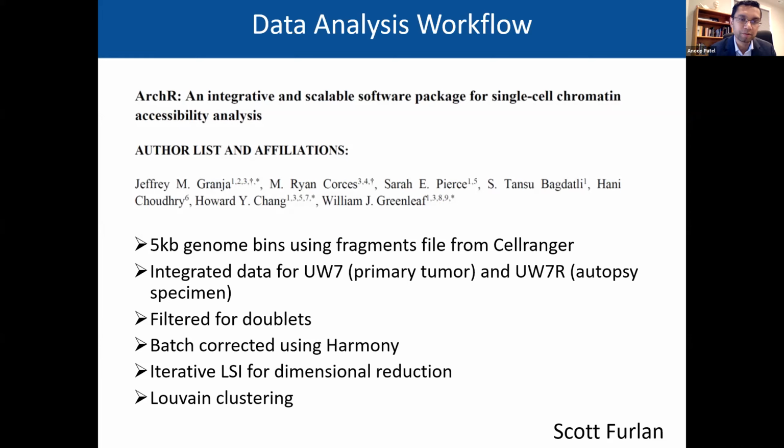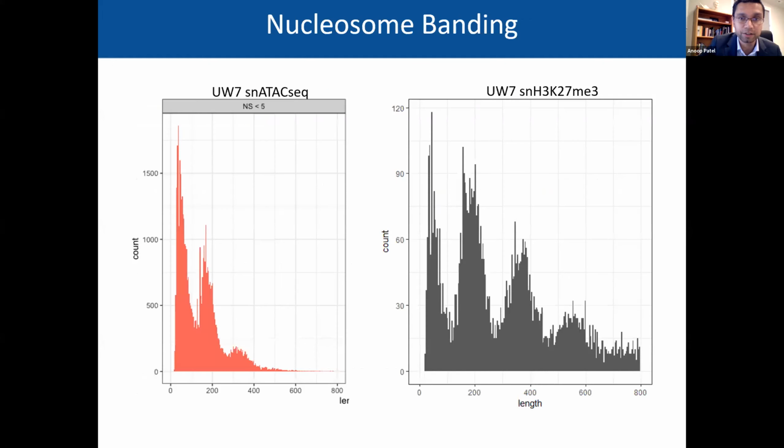And so we did 5 kb genome bins across the genome, and using the fragments file, quantified the fragments in those genome bins. We then integrated the data for the primary tumor and the autopsy specimen. We filtered for doublets. We did some batch correction using the Harmony algorithm. And then we used really their off-the-shelf iterative LSI for dimensional reduction, and then Louvain clustering, again, just whatever the standard package does for us. And we then did a bunch of QC metrics.